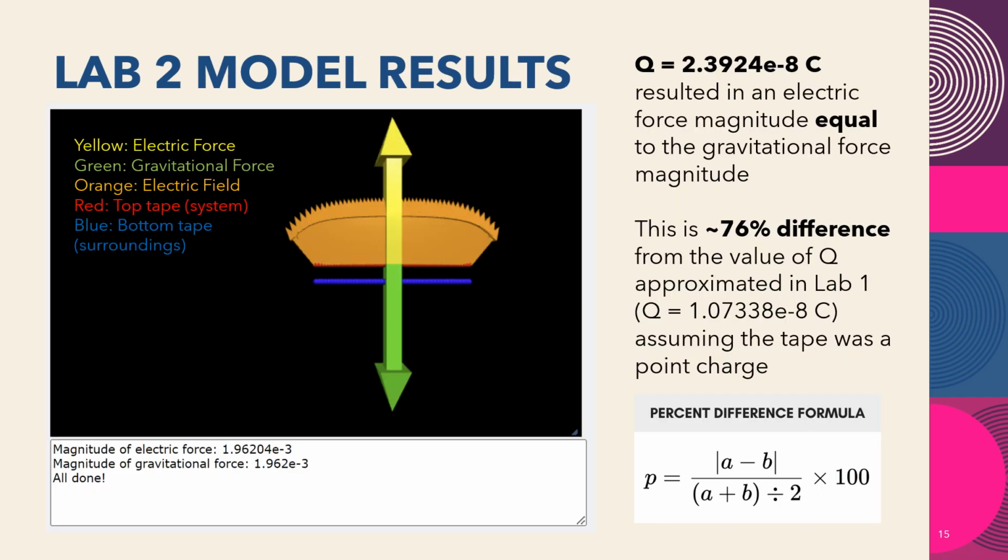Here is the Lab 2 model results. The yellow arrow is the electric force, the green arrow is the gravitational force. The orange arrows are the electric field, the red balls are the top tape or the U-tape, which is the system, and the blue balls are the bottom tape, which is the surrounding.